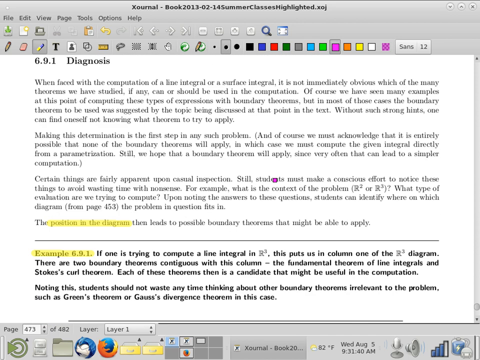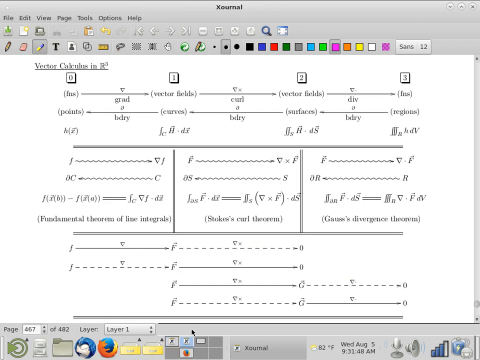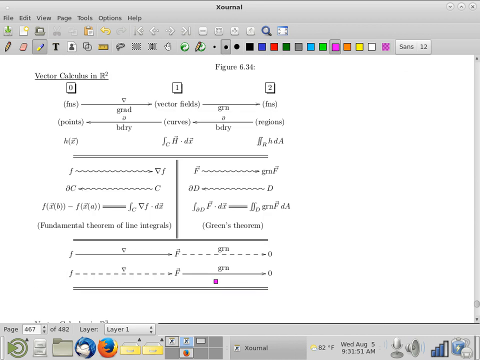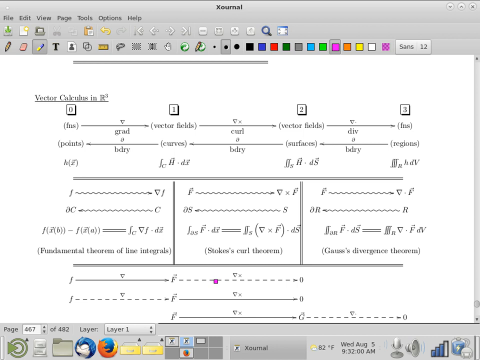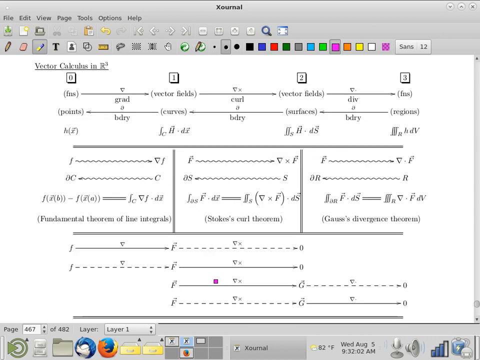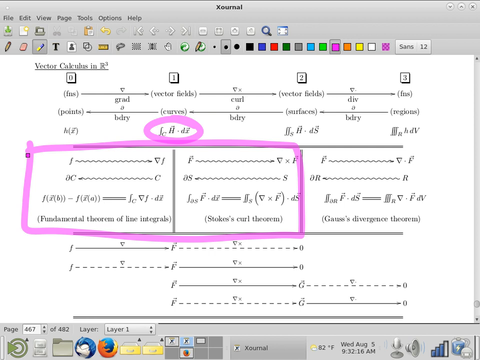So, in particular, suppose you're asked to compute a line integral in R3. Very first thing I want you guys to think is come over here and note that being that you were asked for a line integral in R3, this diagram doesn't matter. This isn't the world that the question you've been asked lives in. You've been asked a question that lives in R3, and specifically you were asked for a line integral in R3. So, looking at the diagram, the way it's put together, what are the 2 theorems that you might possibly use? And it's these 2 theorems that are contiguous with that column for line integrals.